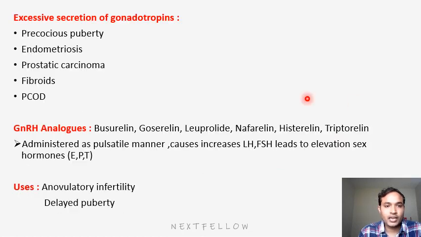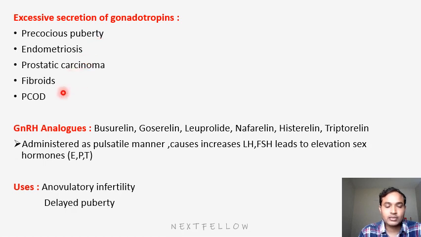Next, when a patient has excessive secretion of gonadotropins, the patient will have precocious puberty, because excessive secretion of LH and FSH causes early puberty. Also endometriosis, because more hormones are produced. Then there is a chance of prostatic carcinoma, fibroids, and polycystic ovarian disease. Because of excessive secretion of gonadotropins, the patient has a chance of developing these complications.